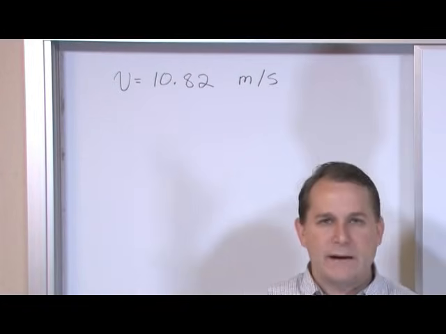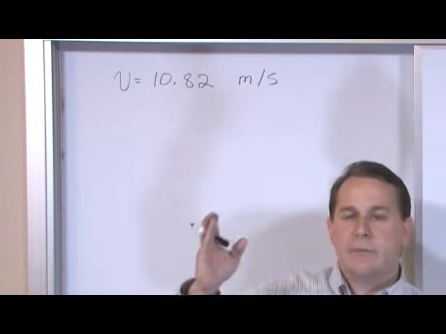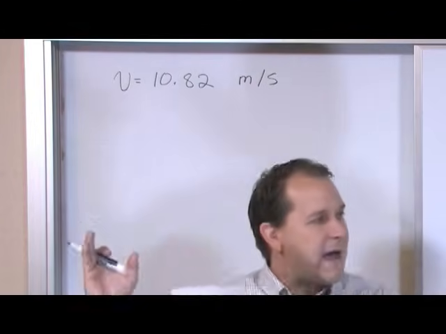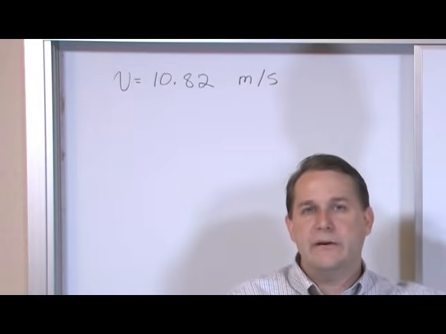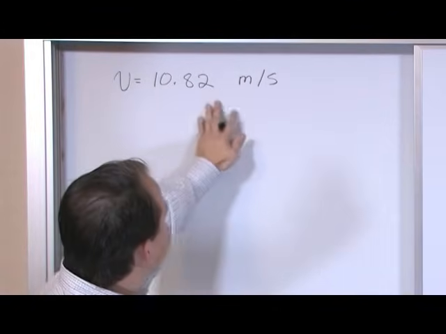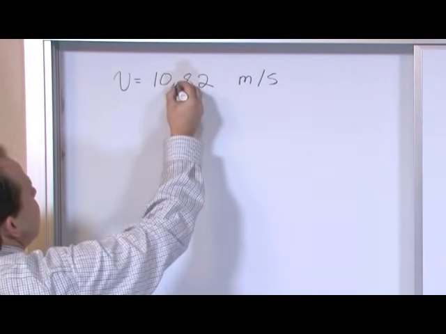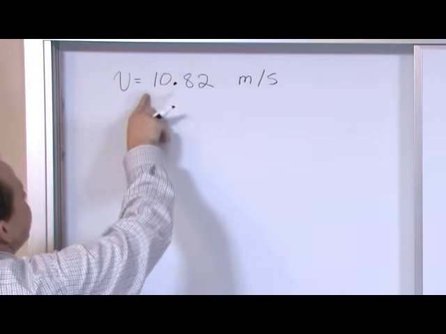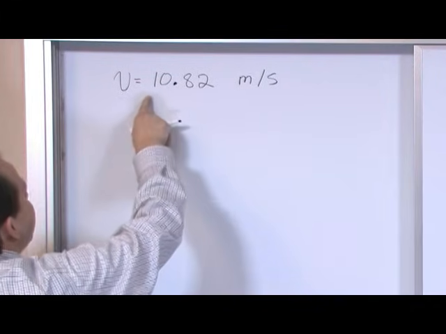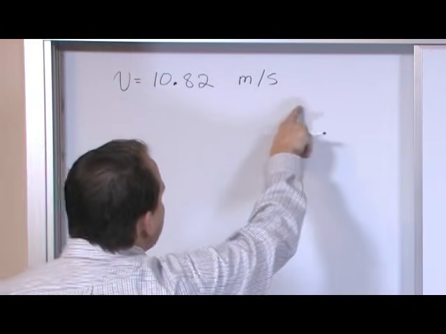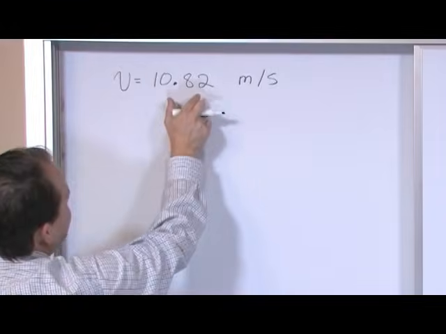You really need to wrap that in your brain. Another second goes by, another second goes by, and every time a second goes by, I have traveled 10.82 meters. So the fact that I have a decimal point here means I didn't measure this as 10 meters, or 10.9 meters, or 10.82367932 meters, but I measured it as 10.82.